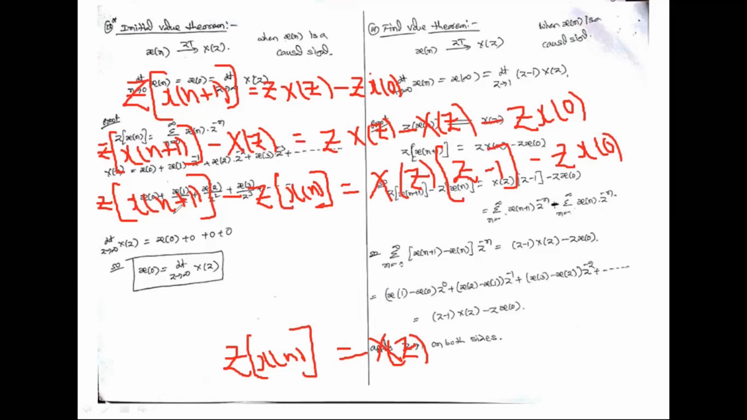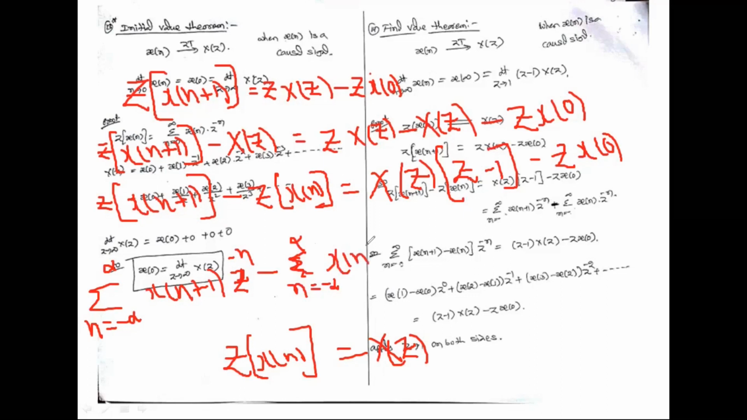Now here the z transformation is also there. Apply the z transformation: sum of n equals minus infinity to infinity. What is the signal here? x of n plus 1, z power minus n. And for this also the z transformation is there: sum of n equals minus infinity to infinity, x of n, z power minus n. And this is equal to z minus 1 x of z minus z into x of 0. Okay.